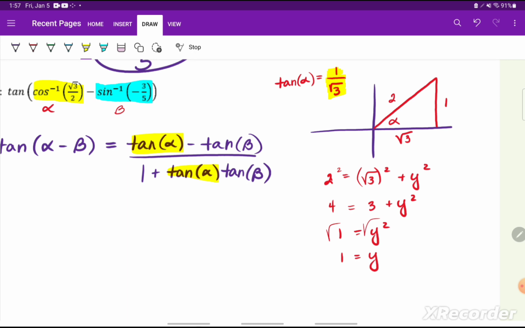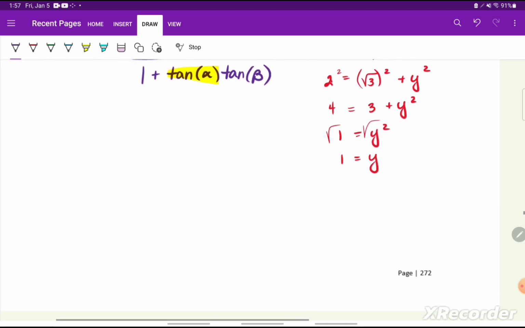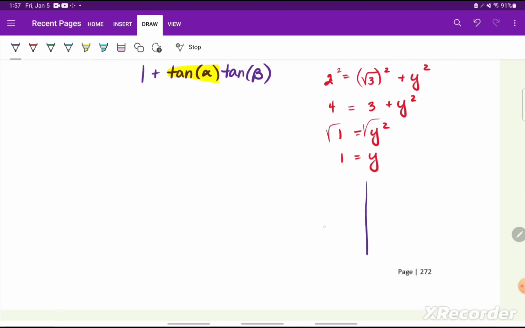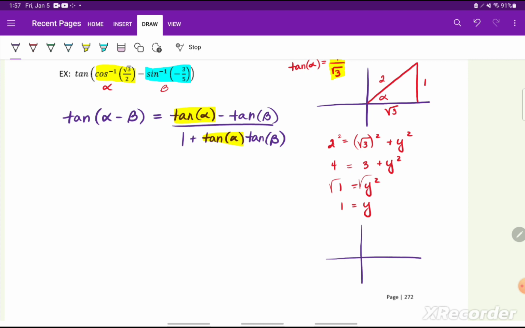Now we got to come up with the triangle for our angle beta. All right, so sine inverse, well, that's defined from negative pi over 2 to pi over 2, so we're looking at quadrants 1 and 4. Our sine value is negative 3/5. Out of those two quadrants, sine is negative in quadrant 4, so I know our triangle is going to have to be in quadrant 4.